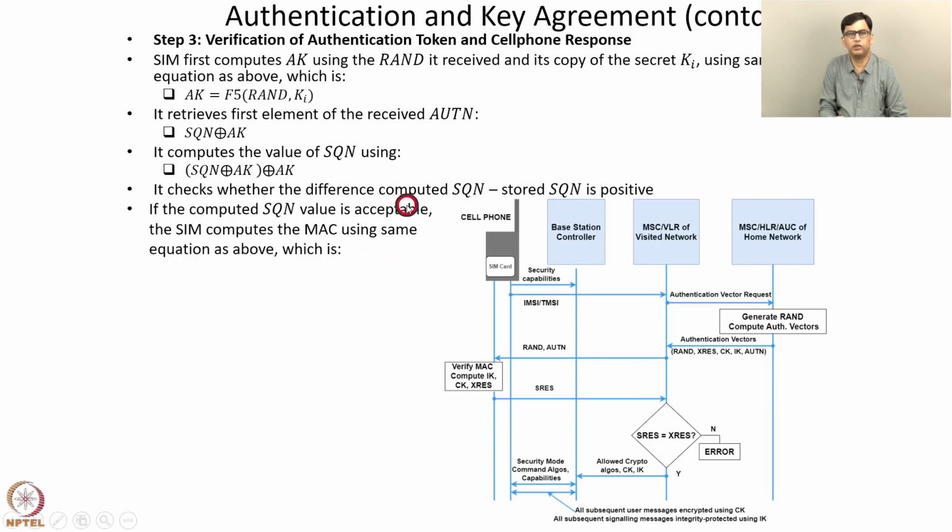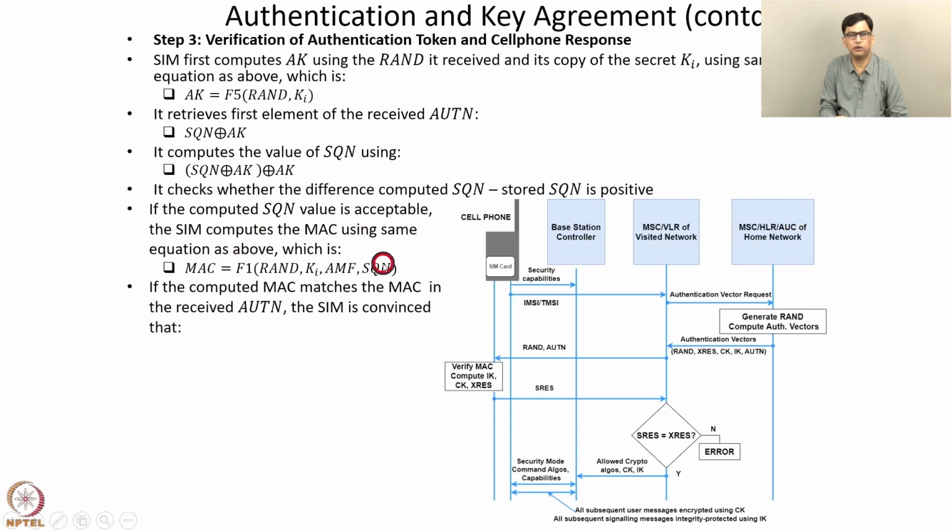If the computed sequence number value is acceptable, then the SIM computes the MAC using the same equation as above, which is this: MAC equals F1 of RAND, KI, AMF, SQN. So we saw that the MAC is computed by the MSC HLR using the same equation, and the SIM also computes the MAC using the same equation.